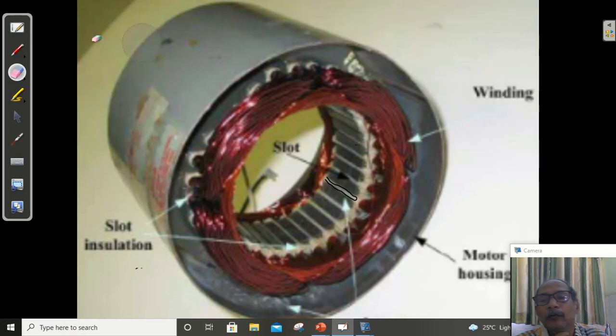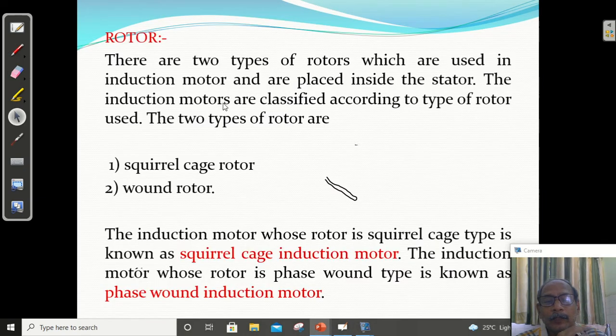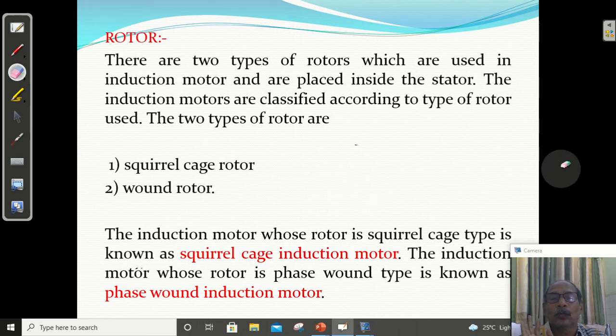Next we are going to discuss the rotor. What are the types of rotor we have? Now, where will the rotor be? It will be inside the center part of the machine, called the rotor, inside the stator. So there are two types of rotor we have.